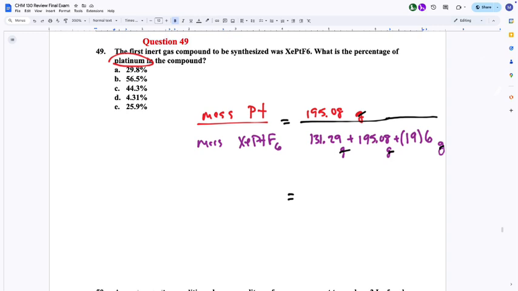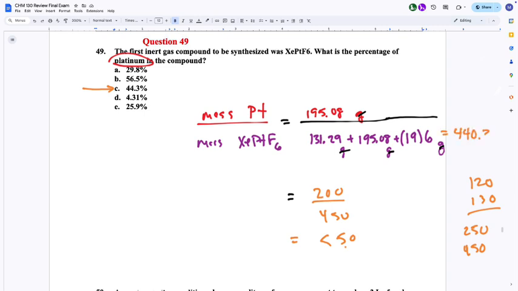No? Let's see if I can spitball it. 6 times 25, so that's 120, 130, 250, 450. We're saying 200 divided by 450 as a ballpark. Slightly less than? Yeah, slightly less than 50%. Does that give me an answer? What'd you get? Bottom one is 440.37. It's around like 44.2%.